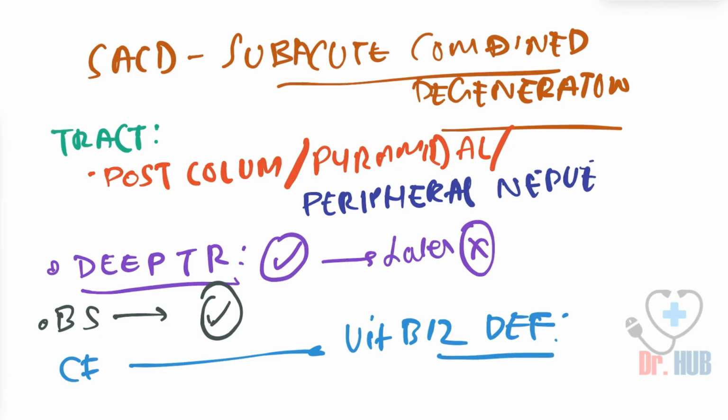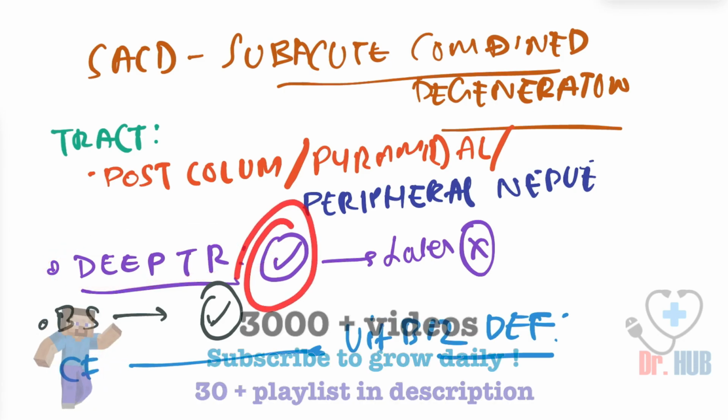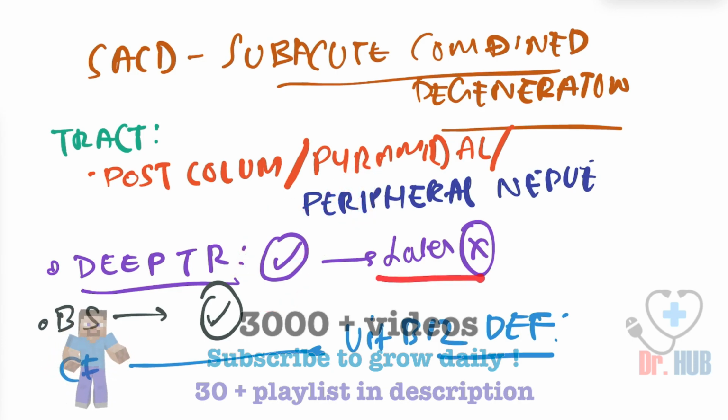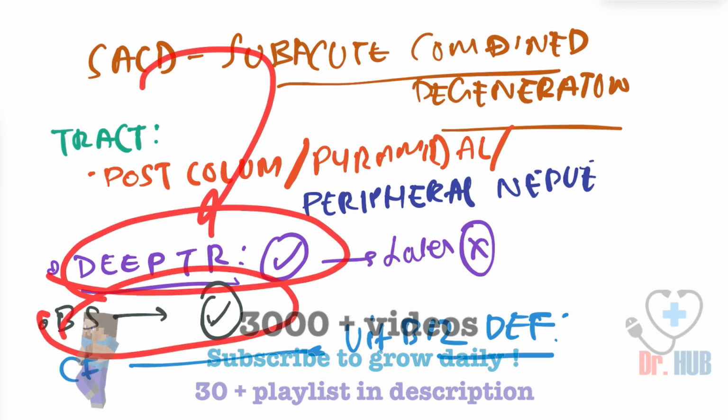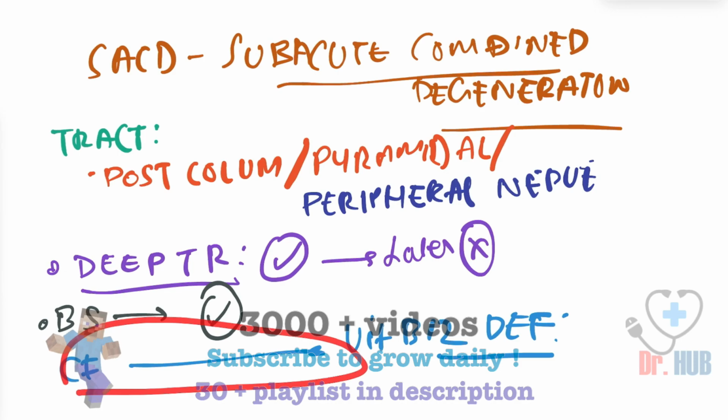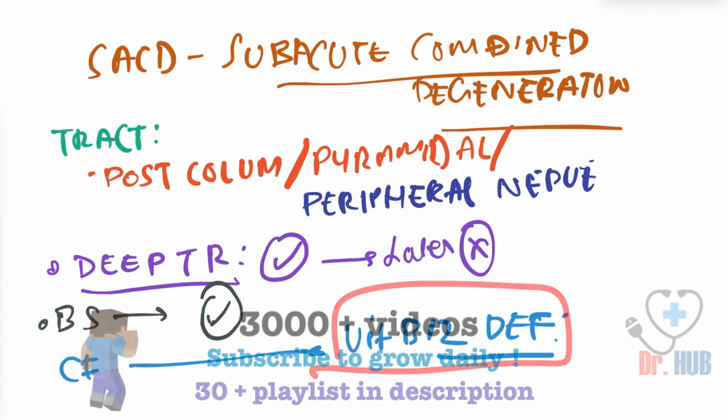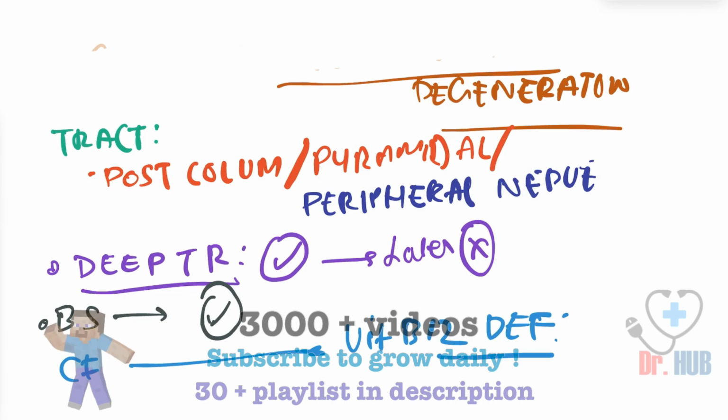So just to recap, we saw the SACD, which stands for the subacute combined degeneration. What is the tract involved? There is a posterior column, there is a pyramidal, as well as the peripheral nerves. Then the DTR, the deep tendon reflex, is present, whereas in later stages it can be absent as well. The Babinski sign is present. So what about the clinical features? The vitamin B12 deficiency is seen.